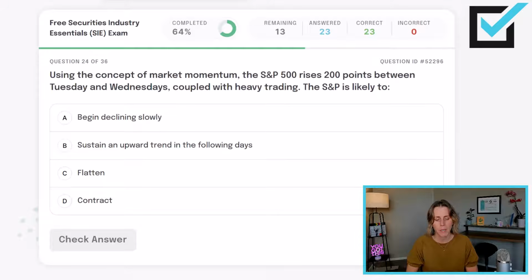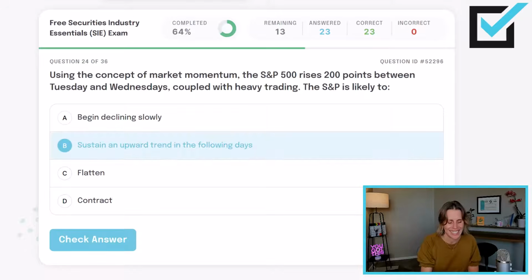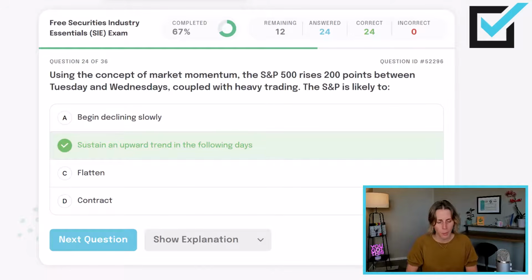Using the concept of market momentum, the S&P 500 rises 200 points between Tuesday and Wednesday, coupled with heavy trading. The S&P is likely to begin declining slowly, sustain an upward trend in the following days, flatten, or contract. Using market momentum, so the market's gone up 200 points with heavy trading, I believe it is going to sustain an upward trend in the following days. That is what it is most likely to do. Is it guaranteed to do that? No, of course not. It's most likely, though.